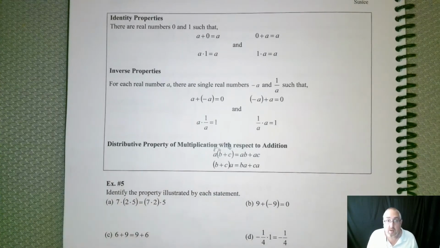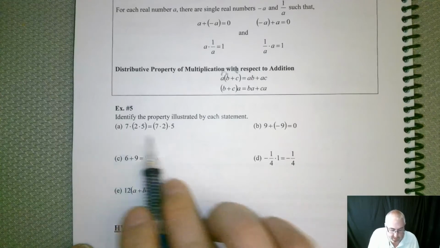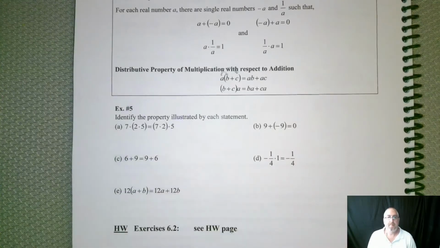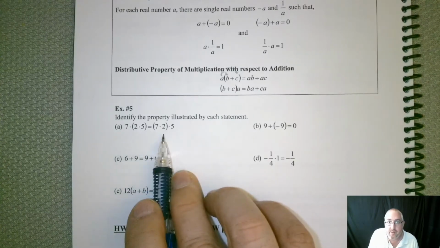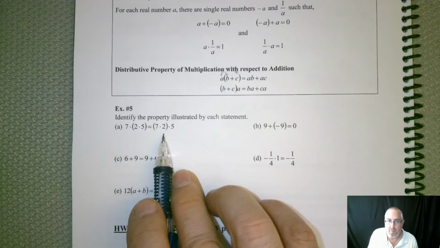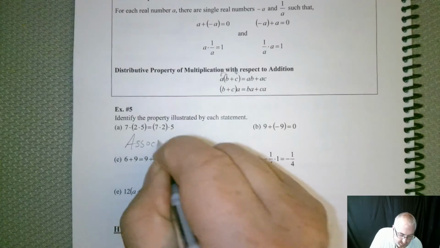Okay, so now this last example is just showing you some examples and you've got to match it up with the right property. So what property is being illustrated with this one? What is the key thing that you notice in that? The numbers aren't moving. You've got the same exact numbers on both the left and the right side of the equals, but the parentheses are moving, not the numbers. So this has got to be the associative property.